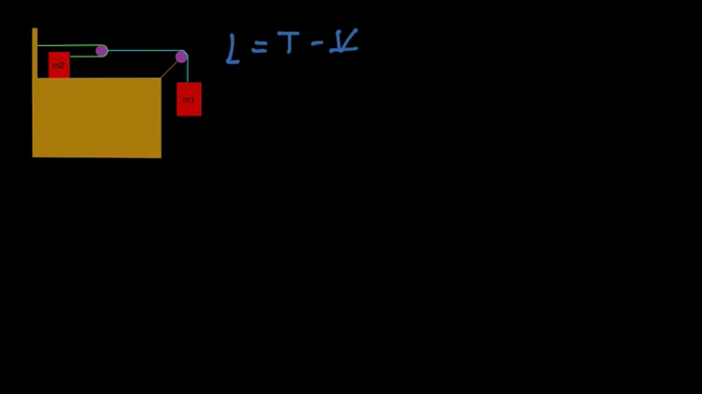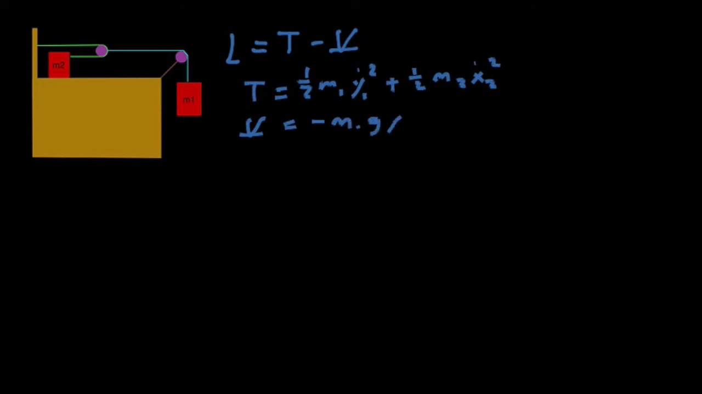And if you're struggling with the notation, feel free to reference episode 1 of this series where everything is explained. But moving on. Our kinetic energy T now has two components. The first is from m1 moving in the y direction, so that's going to be 1/2 m1 y1 dot squared. And the second is going to be from m2 moving in the x direction, so that's going to be 1/2 m2 x2 dot squared. Our potential energy V is going to only depend on m1, because that's what's moving in the y direction, so that's going to equal minus m1 g y1.